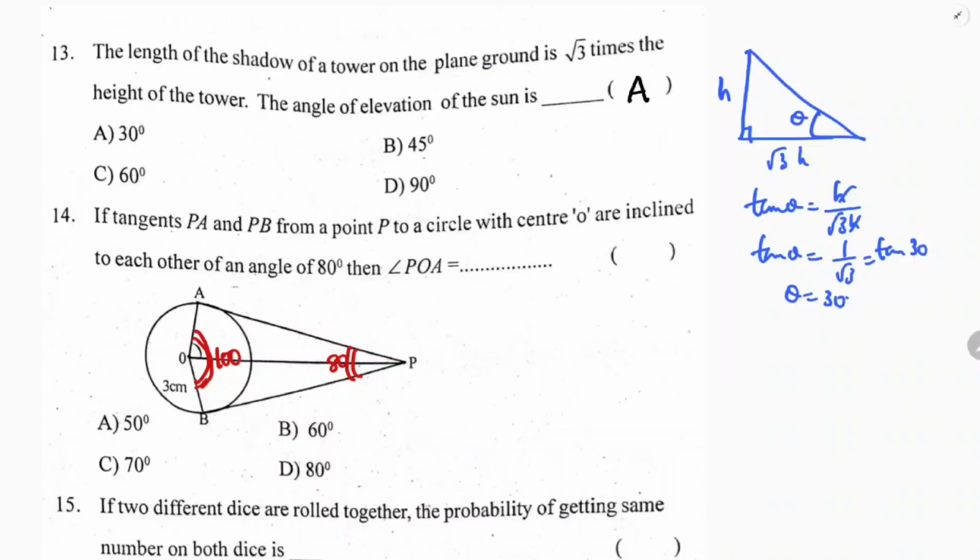So POA will be 50 because these two triangles are congruent. So this angle and this angle are equal, and here also 40 and 40. So the correct angle is 50. Correct option is A. Next one.